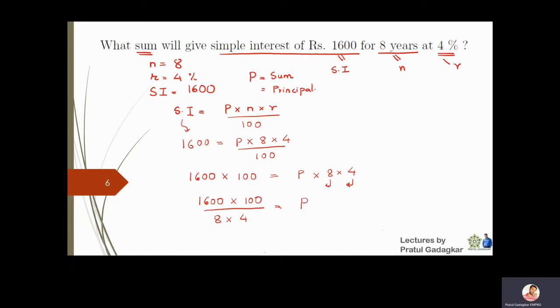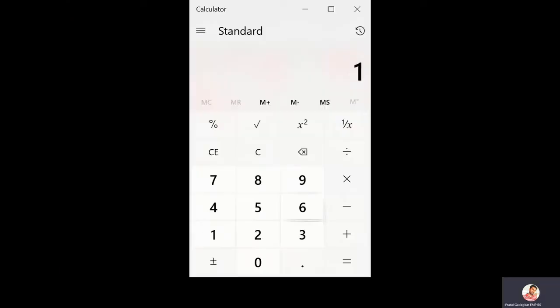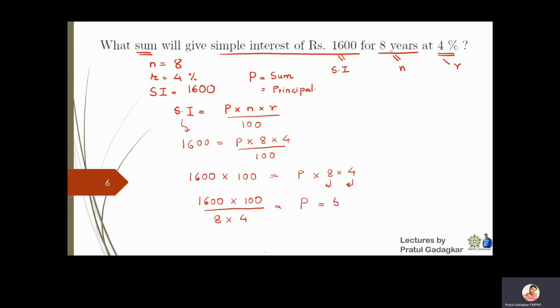Now we will use the calculator and find what P is equal to. 1600 multiplied by 100 is equal to 160,000. I will divide it by 8, which is equal to 20,000. And again, I will divide it by 4, which is equal to 5,000. So the principal in this problem is P equal to 5,000 rupees. Let us now go to an objective type of question.